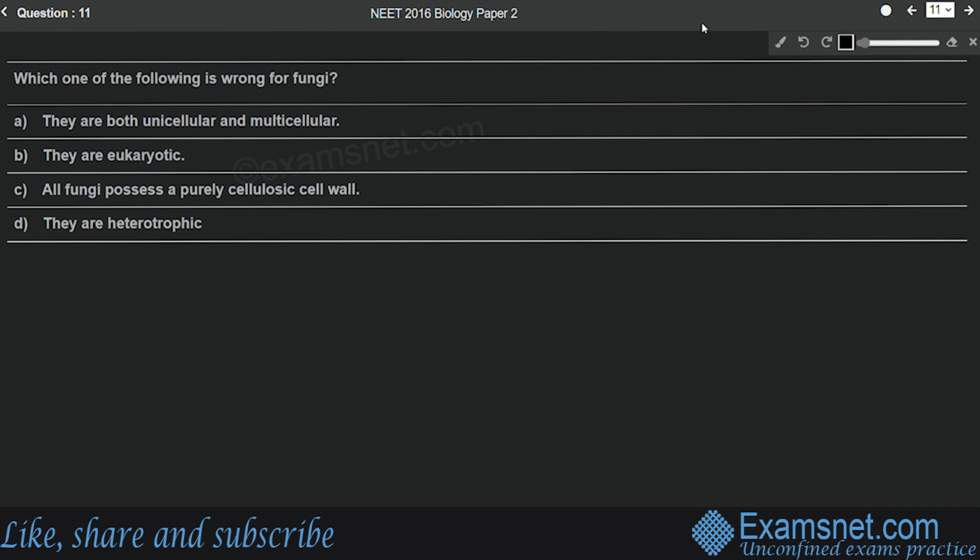Question number 11 is from the chapter Biological Classification, and the question is which one of the following is wrong for fungi? So we have to find the wrong statement. The first statement says they are both unicellular and multicellular. This is a correct statement because fungi can be unicellular as well as multicellular. Then the second statement says they are eukaryotic.